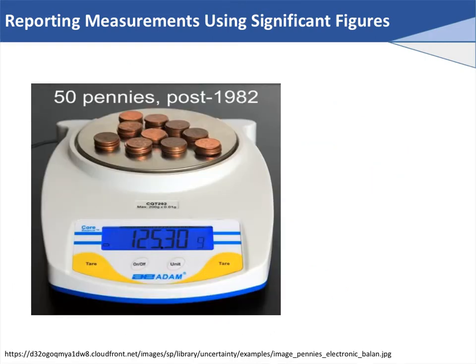Here's a digital scale. All of these digits are significant, including this 0, because the balance is telling me that it was 125.30, not just 125.3.